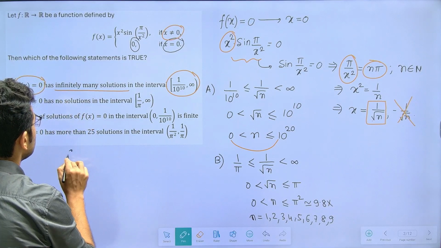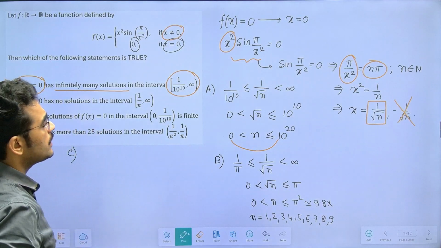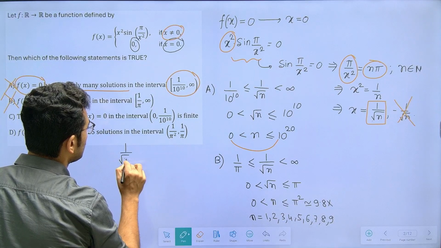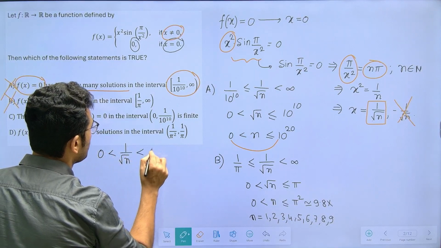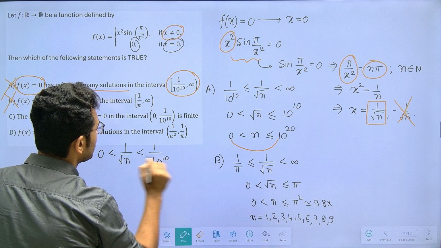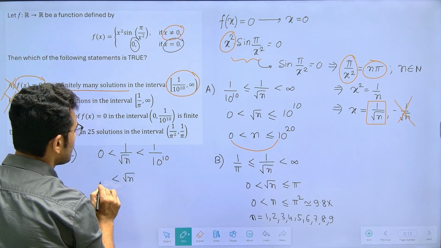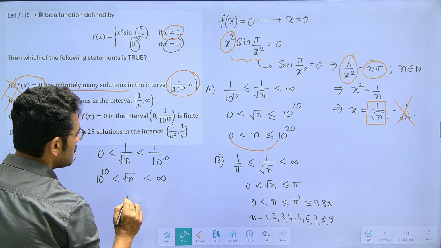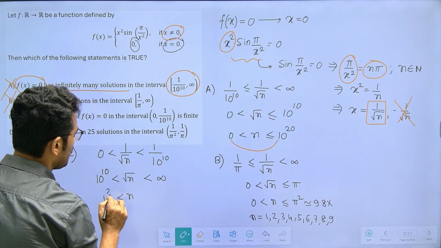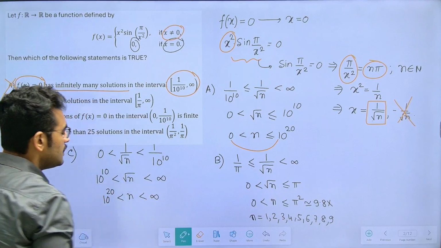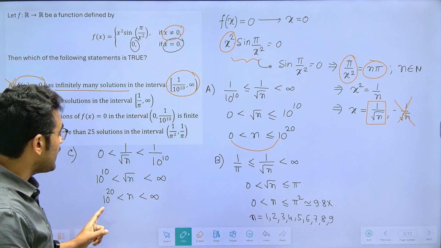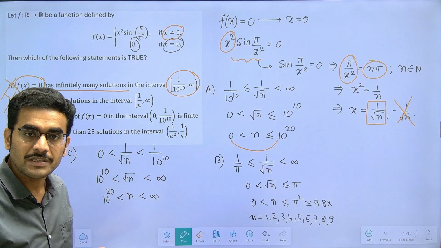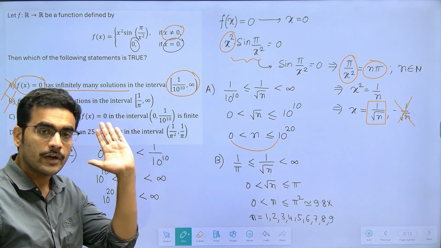Option C: take the set of solutions of f(x) = 0 in the interval 0 to 1/10¹⁰. Again, let us do the same thing. 1/√n should lie between 0 and 1/10¹⁰, both open. Taking the reciprocal, √n should lie between 10¹⁰ and infinity. So n should lie between 10²⁰ and infinity. How many natural numbers are there? Infinitely many, because this count is going to continue forever.